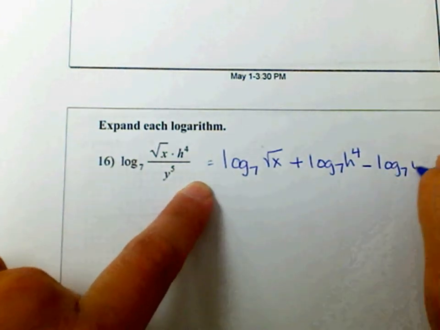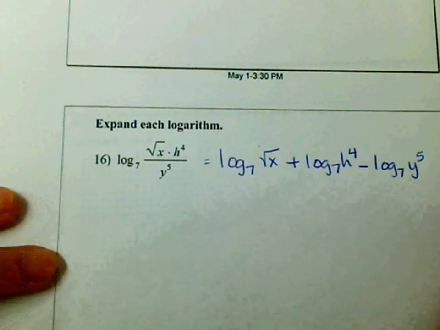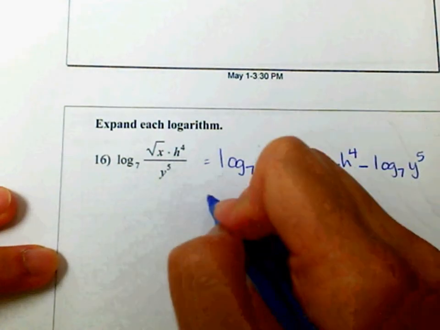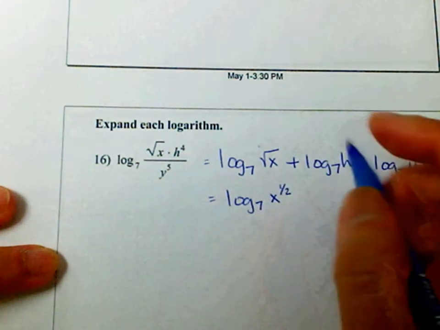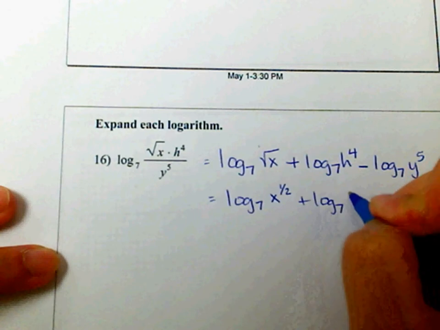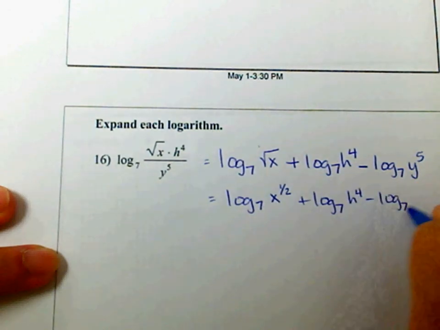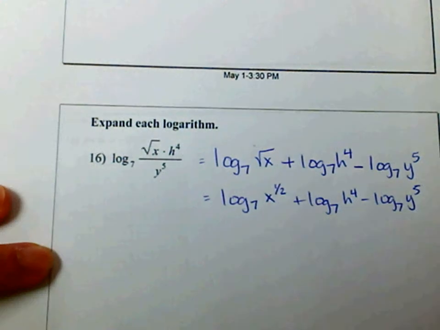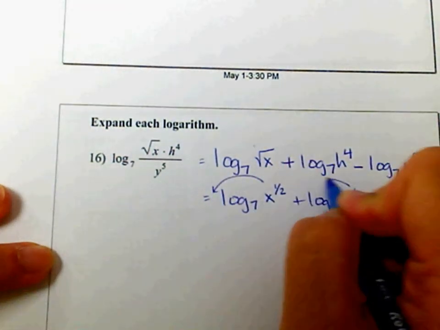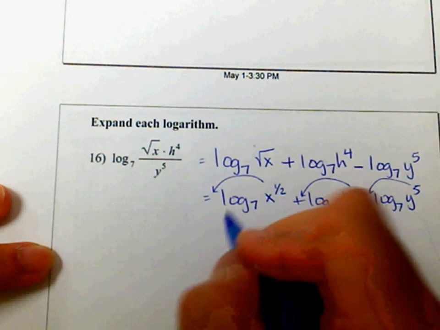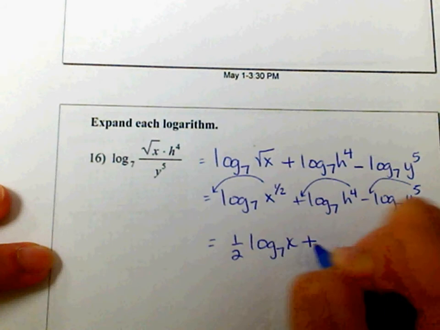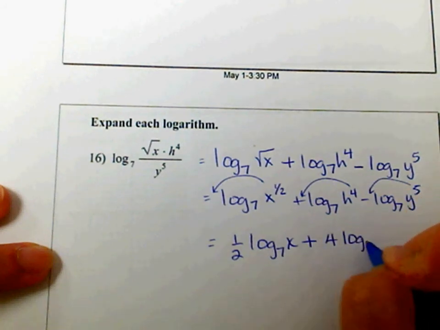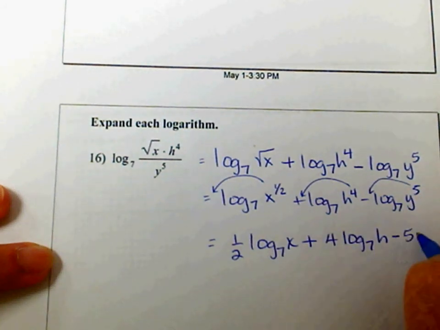Okay. Now, I'm going to rewrite that as x to the 1/2, because that's the same thing. Plus log base 7 of h to the 4th minus log base 7 of y to the 5th. And now I'm going to bring all my exponents to the front. So you have 1/2 log base 7 of x plus 4 times log base 7 of h minus 5 log base 7 of y. And there you have your solution.